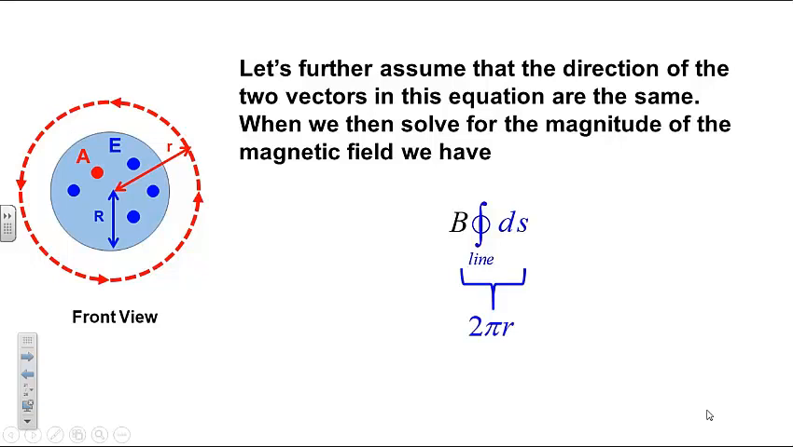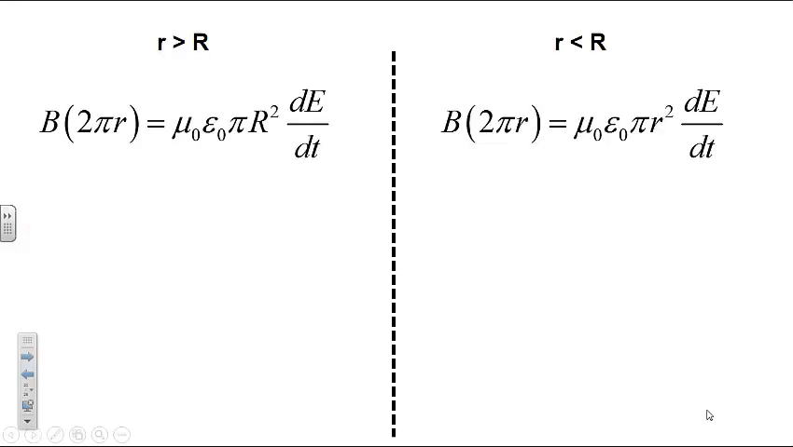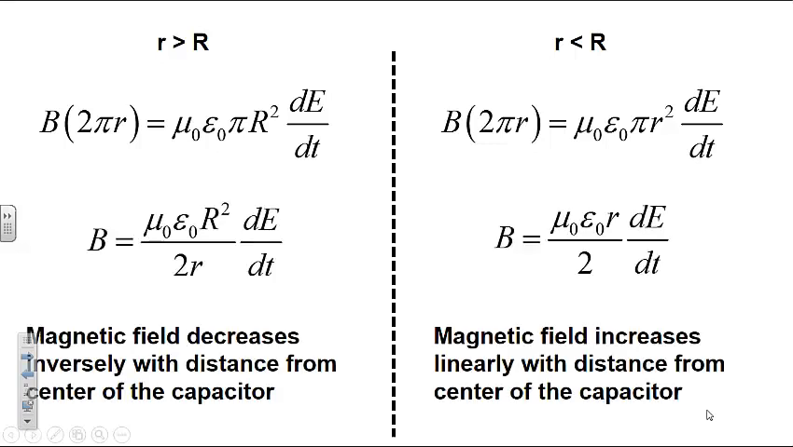Substitution of this result into our previously derived equations gives us the following expressions, which we can then further simplify to these results. We see that when we are outside of the capacitor, the magnitude of the magnetic field decreases inversely with distance from the center of the capacitor. However, when we are within the capacitor, the magnitude of the magnetic field increases linearly with distance from the center of the capacitor.